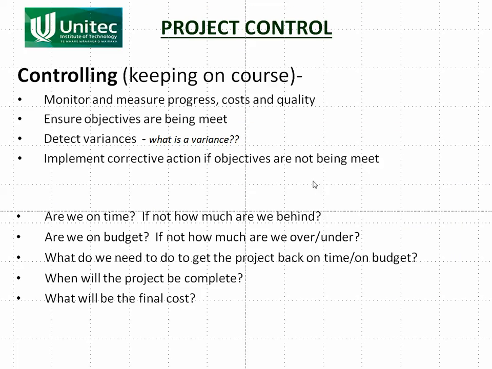So controlling is keeping the job on course. So you're monitoring and measuring progress, costs and quality. You're asking, am I going to achieve my project objectives? If not, why not? If I am, well, that's great. You're trying to detect variances. A variance is a change, something that's different from what you planned.